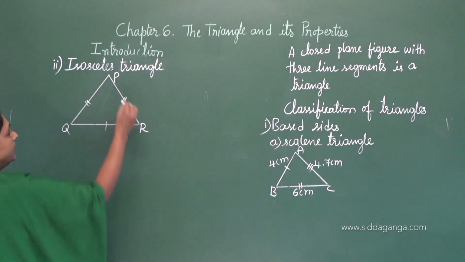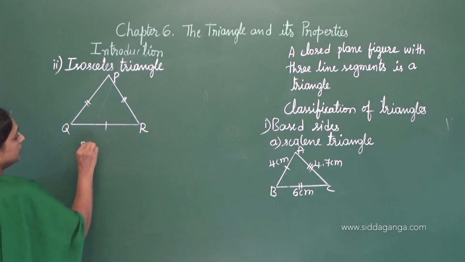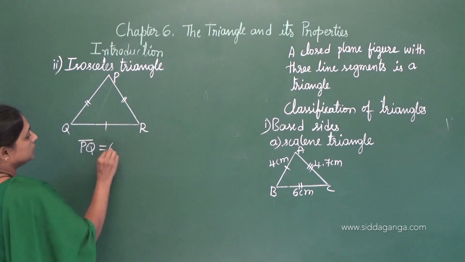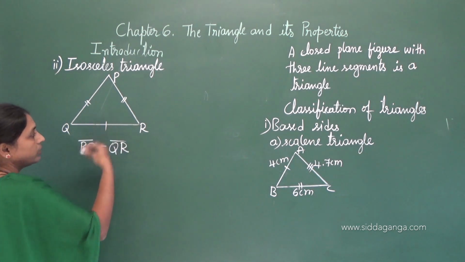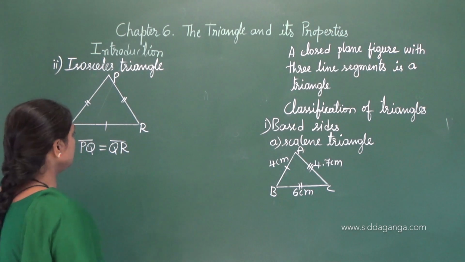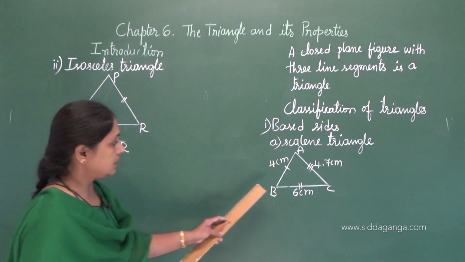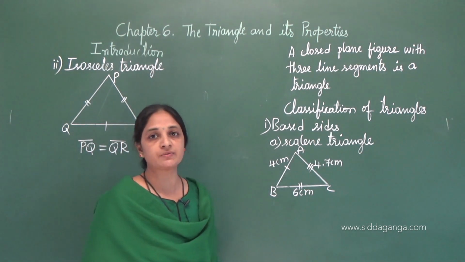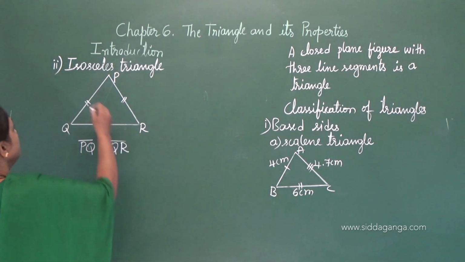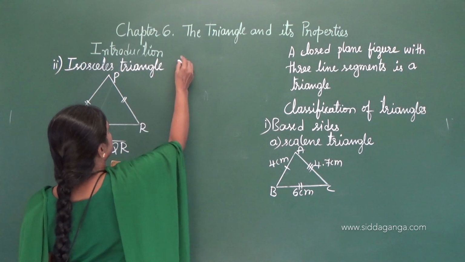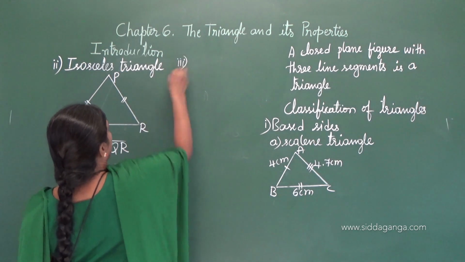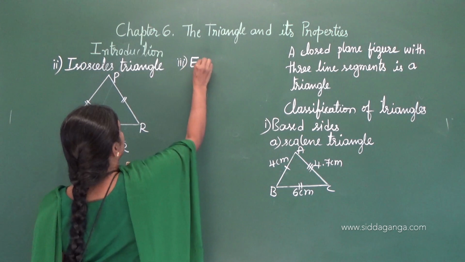Okay, PQ and PR. Here we can write PQ is equal to PR. Whatever may be the length, they are equal in their length, and QR is said to be the base. Here QR is said to be the base for the triangle. And the third one is equilateral triangle.